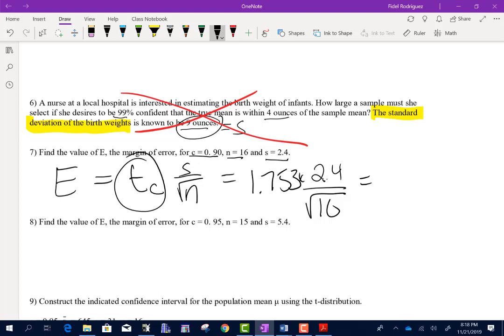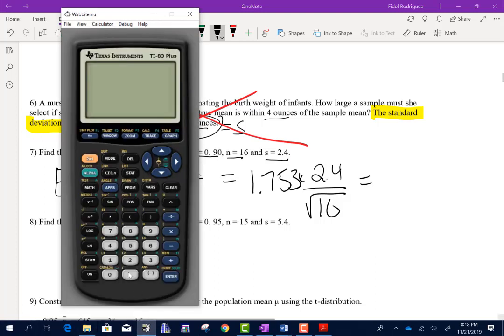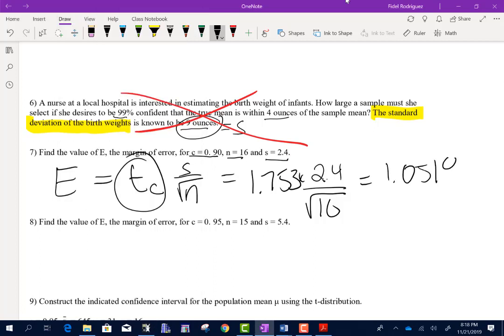Okay. And let's see, do we come up with the same numbers? 1.753 times, what do we say, 2.4? And then divided by the square root of 16, which I already know is 4. And I'm coming up with 1.0518. Is that the same answer I gave you in the answer key? 1.05? There you go.